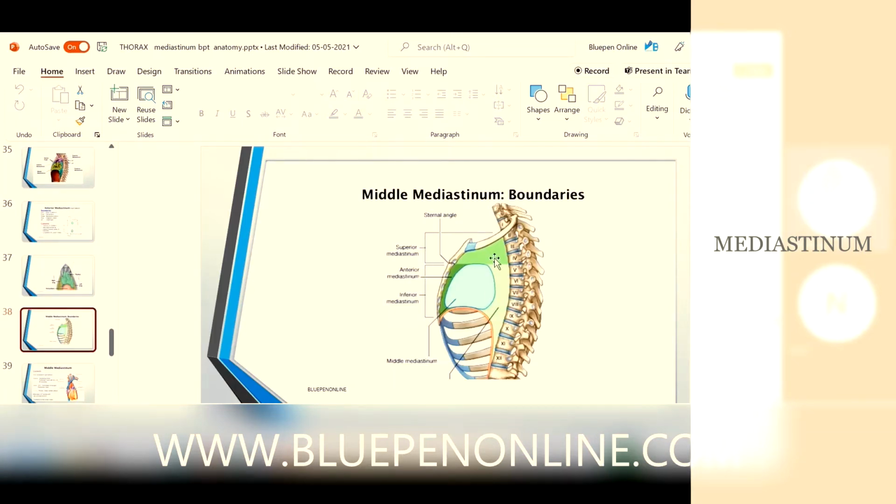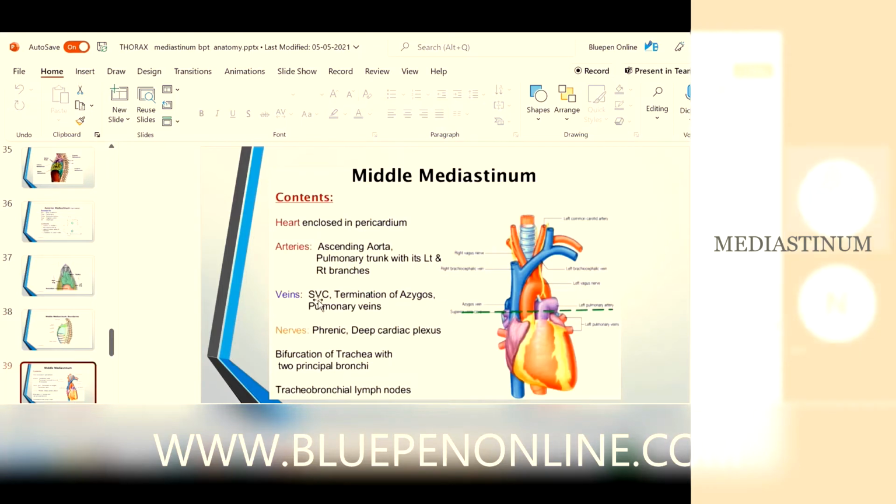We can divide it into three actually. This is the anterior mediastinum, this is the middle mediastinum, and this is the posterior mediastinum. In total, this is the superior mediastinum, and just below this big portion is the inferior mediastinum. Within the inferior mediastinum, we divided into anterior, middle, and posterior. Clear? So next about the middle mediastinum.